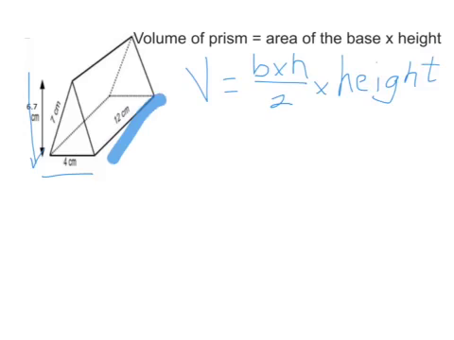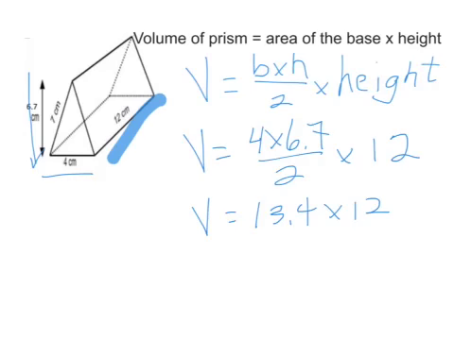So let me find that calculation. The area of the triangular base then is 13.4, and multiplying that by 12 for the height, you get a total volume of 160.8 centimeters cubed. This concludes our video on finding the volume of prisms.